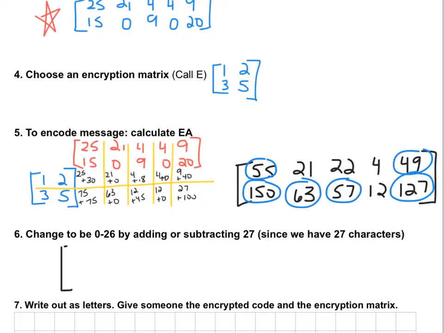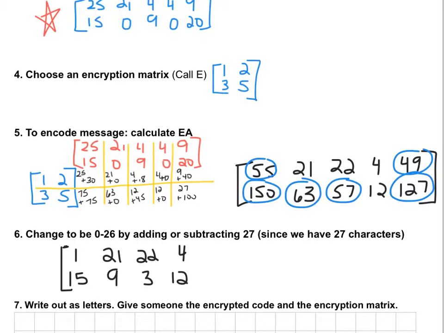I'll get what I need for my code. All right, so 55 minus 27 still is not underneath 26, so I subtract 27 again, and I get 1. This is where you really want to be using a calculator to make your life easy, and you just keep hitting minus 27, minus 27, minus 27 until you get something. When I do that for 150, I get 15. We already had 21, so that one's fine. With the 63, I get down to 9. 22 is fine. 57 is going to go down to 3. Then we have 4 is fine.